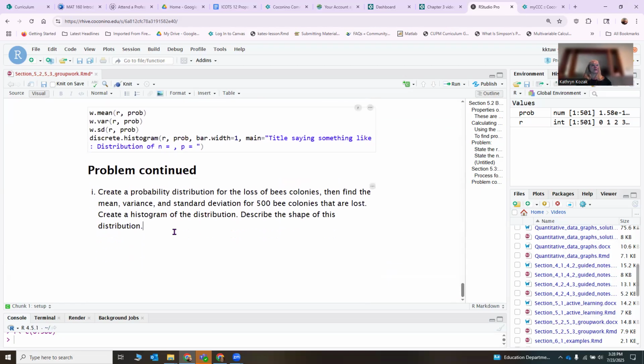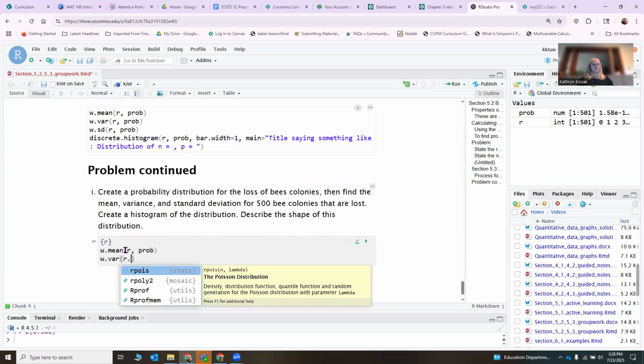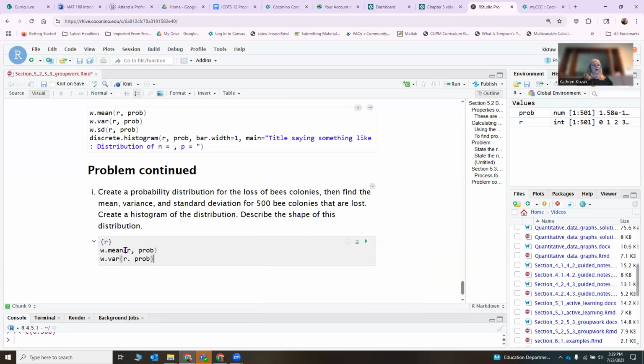I can do every calculation I've been doing in the past. Same idea, so I'm going to do my R chunk. I have these now saved. You could have written them here if you wanted to. I can do my w.mean of R and prob. I can do my w.var of R and prob. I can do my w.sd of R and prob. I have mistakes, so let me go fix that before it yells at me.